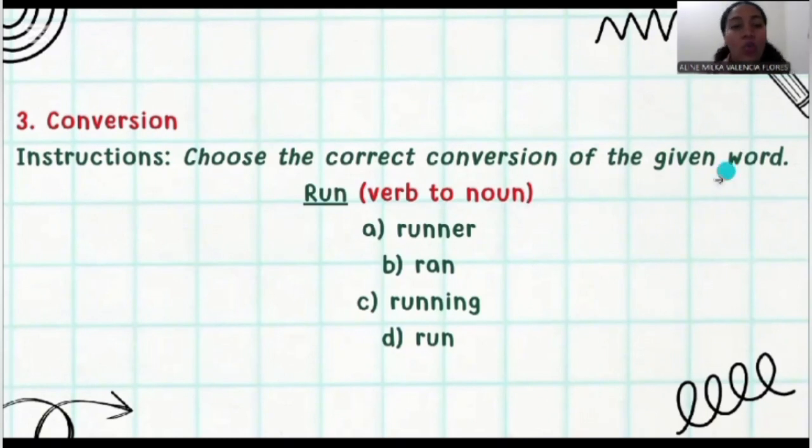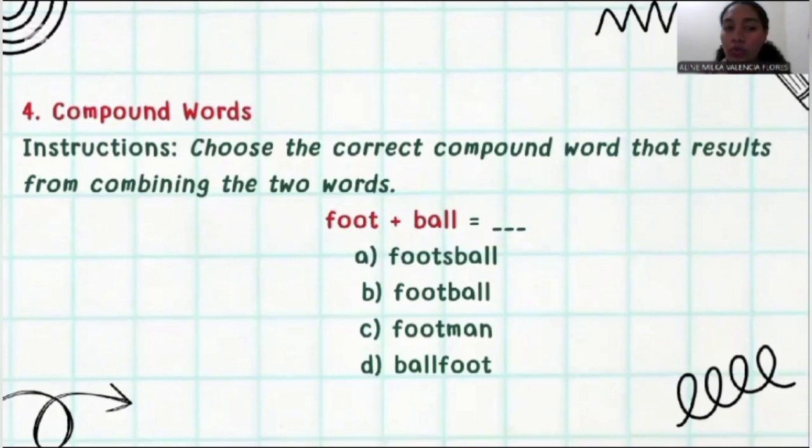Finally, we're going to work with compound words. The instruction says that you will choose the correct compound word that results from combining the two words. We have the word food and the word ball. What do you think is the correct compound word? The letter A, B, C, or D? Good job, guys. The letter B. When you combine the words food and ball, we have the word football.